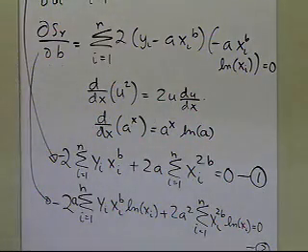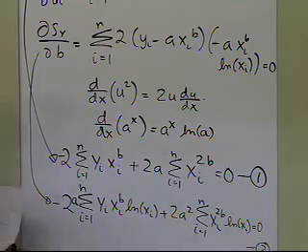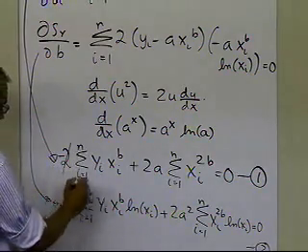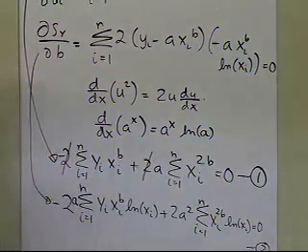So all I'm doing is simply expanding these two summations here. Now you can very well see that I can just get rid of this 2 because I can divide by 2 throughout.